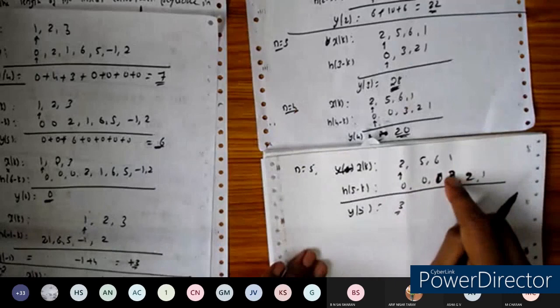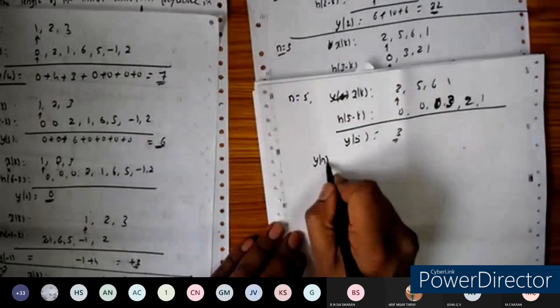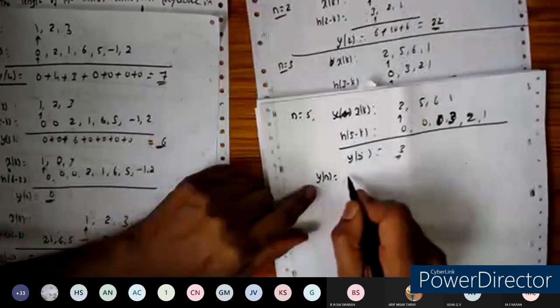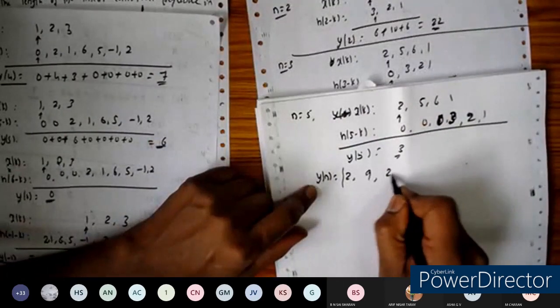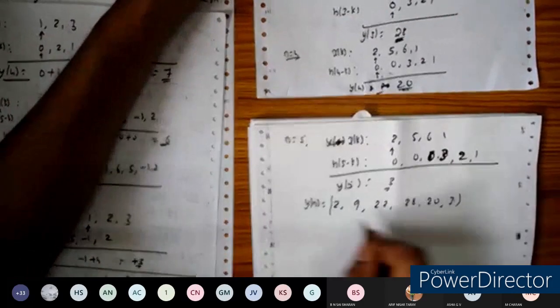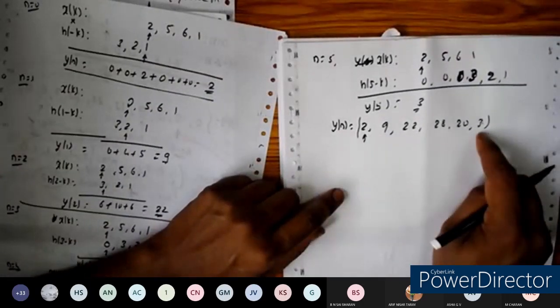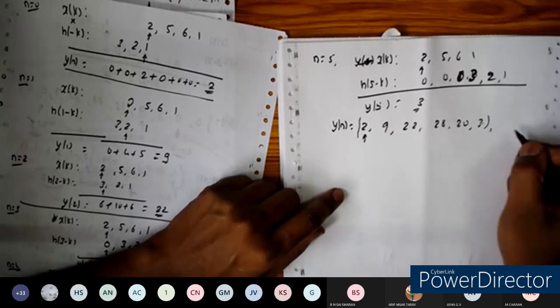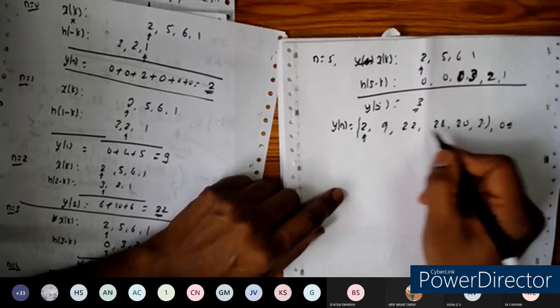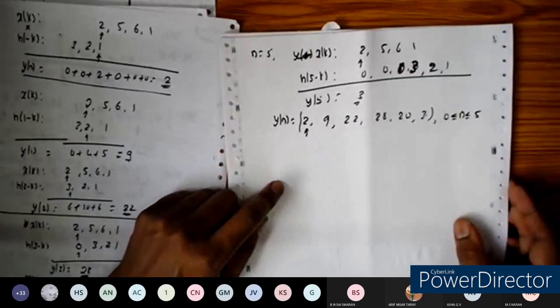For n is equal to 6, there is no overlapping of the sequence, so there is no need to do that here. Let us write the sequence y of n here: 2, 9, 22, 28, 20, and 3. Indicate the origin here. The sequence has a length of 6, and the range extends from n is equal to 0 to 5. Here n can take the values 0, 1, 2, 3, 4, 5, so 0 is less than or equal to n is less than or equal to 5.